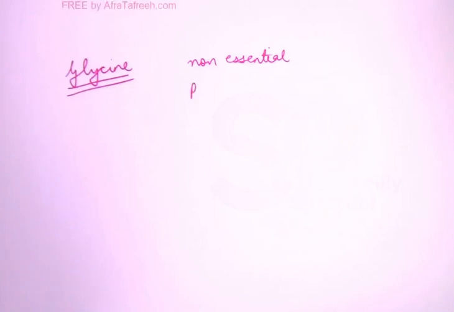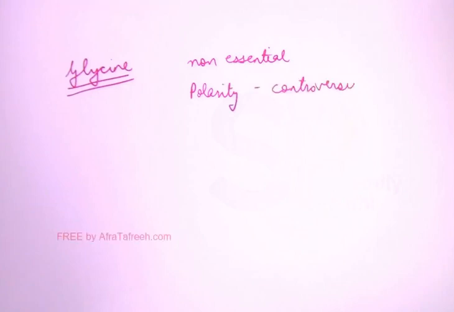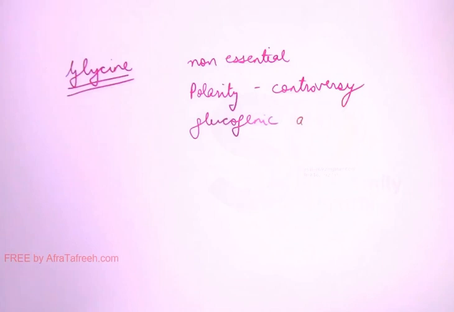And regarding the polarity of glycine, I told you it is a controversy. Some books say it is polar, some books say it is non-polar. So according to the question, you will solve this thing, right? You just note it down. It is a controversy for glycine, right? And one more thing, that glycine is glucogenic amino acid, that is, it can form glucose, right?